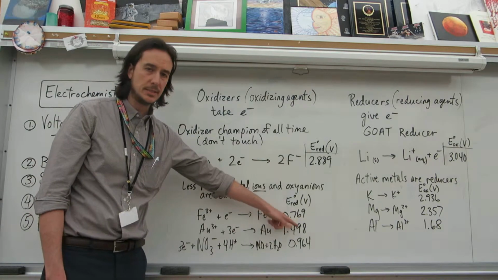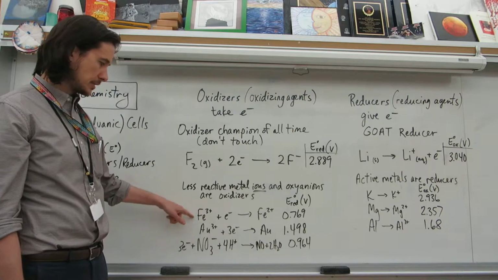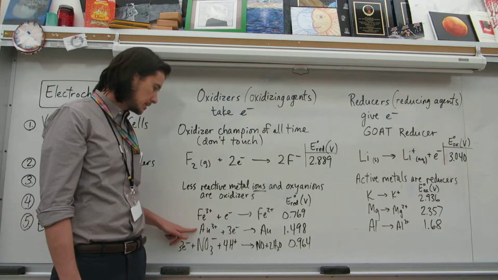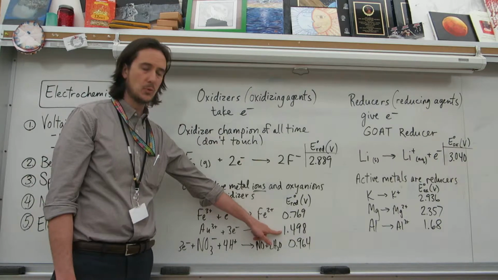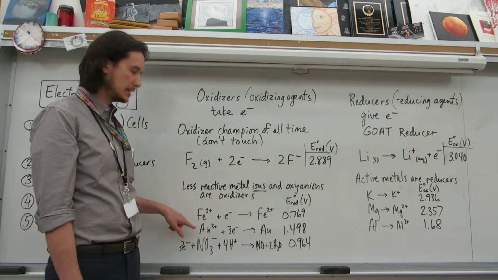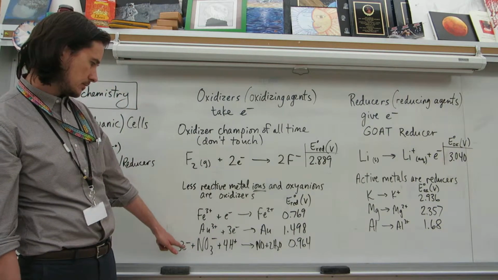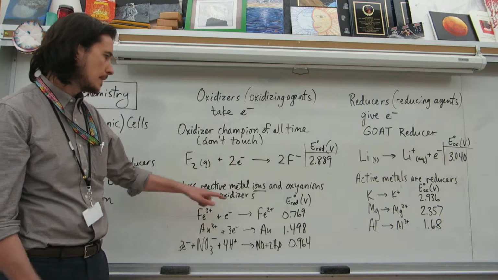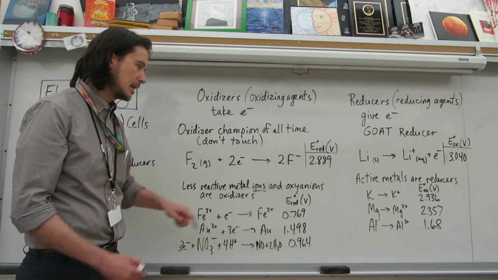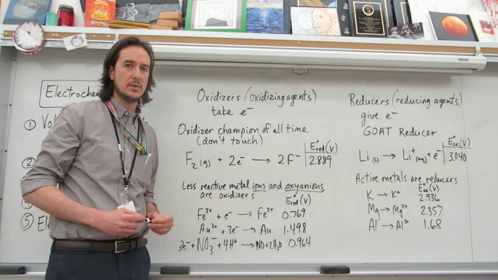That's got a positive potential. That's something that happens pretty readily. So don't stick your hand in that. We've got gold 3+ that can be reduced, with a potential of 1.498. That's going to happen. So it's really hard to get gold ions. Then we've got down here, what's that, right? I got nitrate. So less reactive metal ions, and don't forget about oxyanions, right?